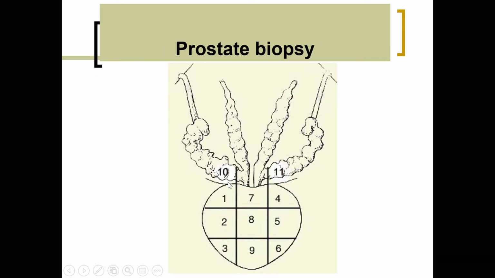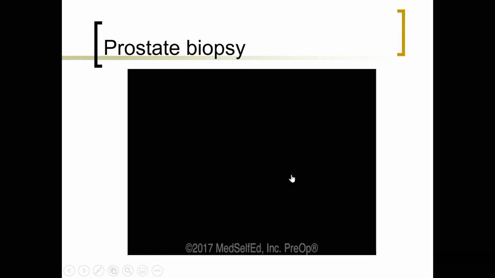The prostate biopsy is made from 12 points. Actually, we have 10 in the prostate gland and also 11 and 12 in the seminal vesicles. The picture is a little changed, but we made a 12-point biopsy. 11 and 12 are the seminal vesicles. The prostate biopsy, how it looks, we will see.